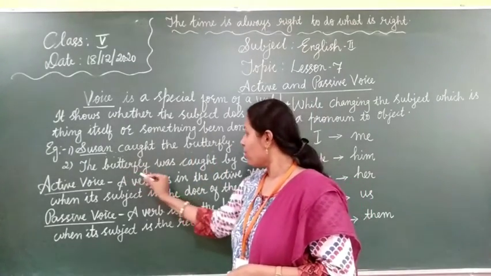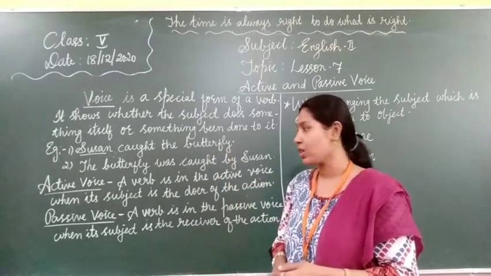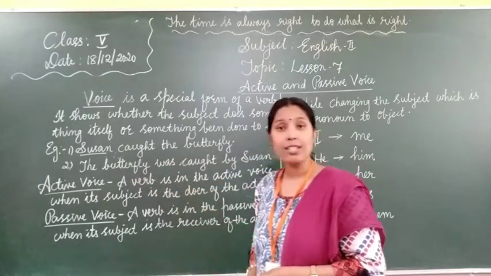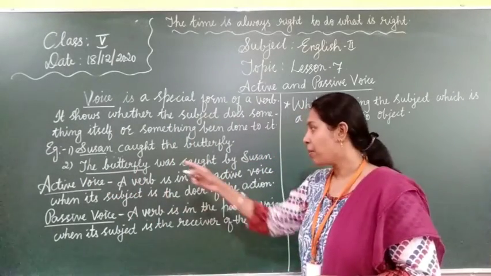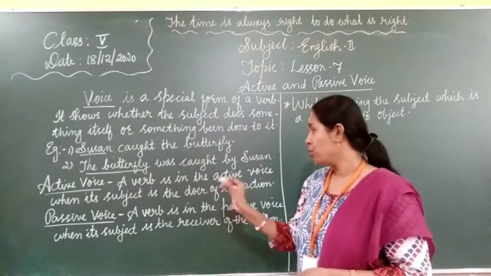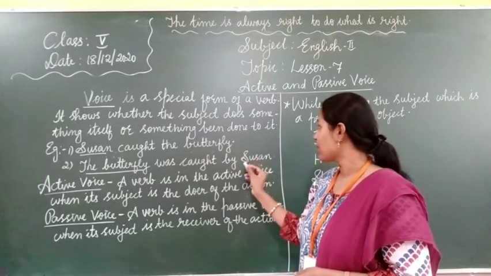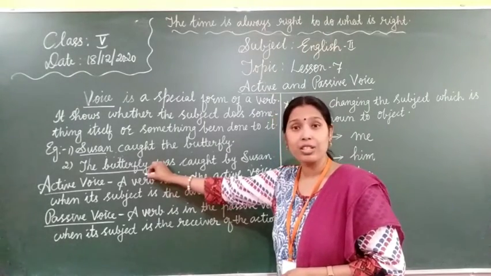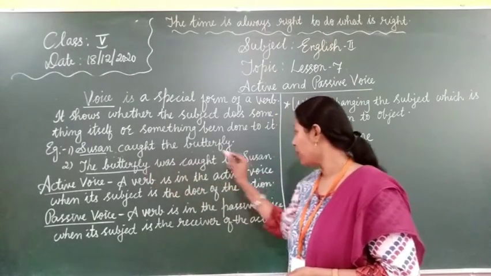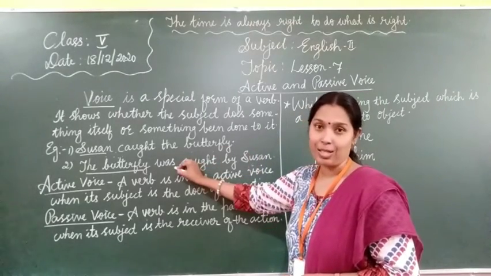Next, the butterfly was caught by Susan. Just it is reversed, right? Here, what is the subject? The butterfly. Is the butterfly doing anything? No, it was caught by Susan. Something had been done to it. Here, the subject didn't do anything. It was done by Susan.